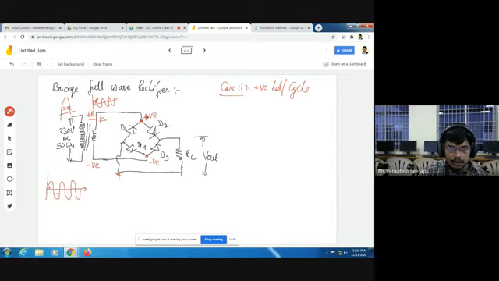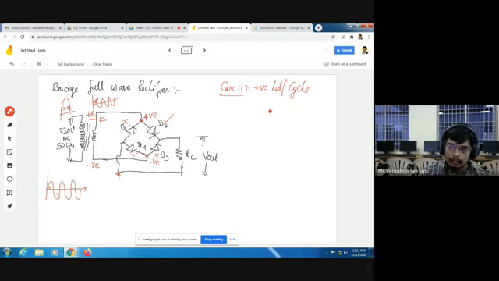Here it is positive. Now the positive is connected to the p-type material of diode D2. That's why D2 is in on condition. The same positive is connected to the negative terminal of D1, so D1 is in off condition. Similarly, a negative is connected here. The negative is connected to the n-type terminal of D4, so D4 is in on condition. Here negative polarity is connected to the p-type material of D3, so D3 is in off condition.